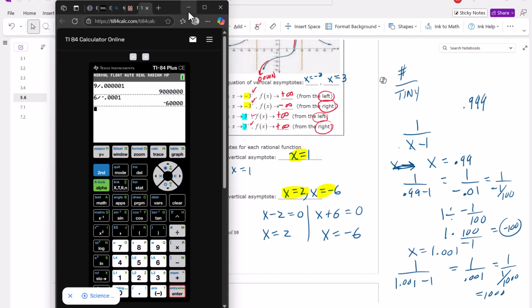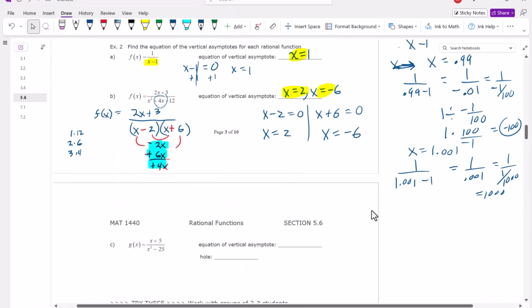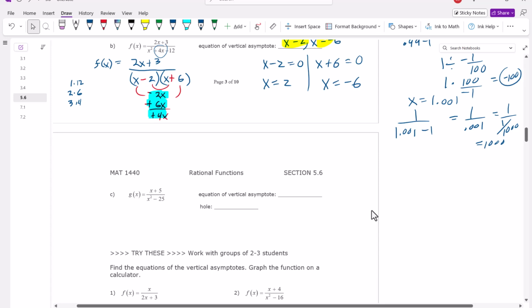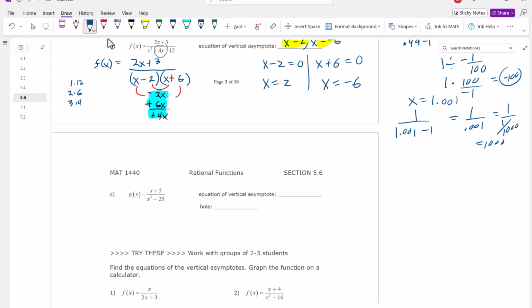Okay. Let's do one more on the next page and then we'll finish this, let you do some problems. So again, this one, we have x plus 5 and we're going to factor that denominator as x plus 5 times x minus 5. That's a difference of two squares. So what happens is one of them will cancel out. The one that cancels out gives you a hole.